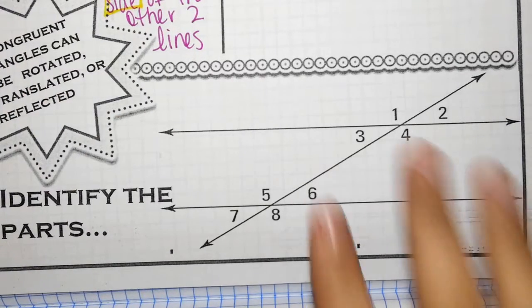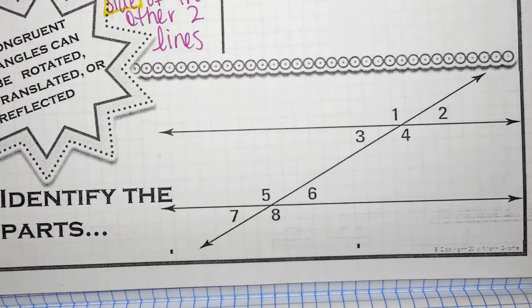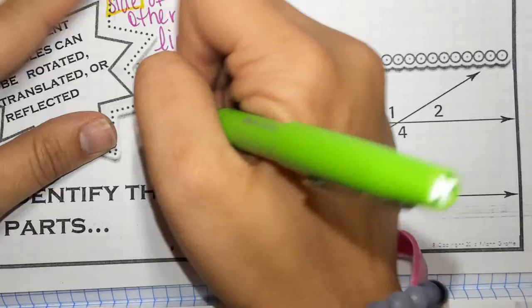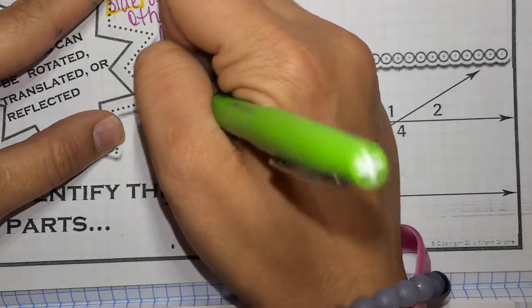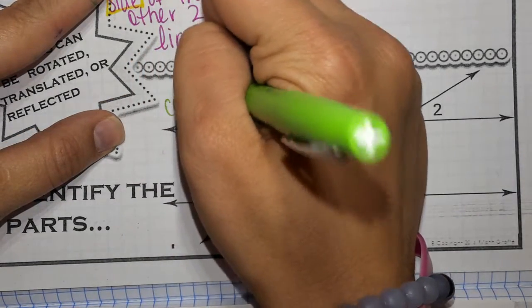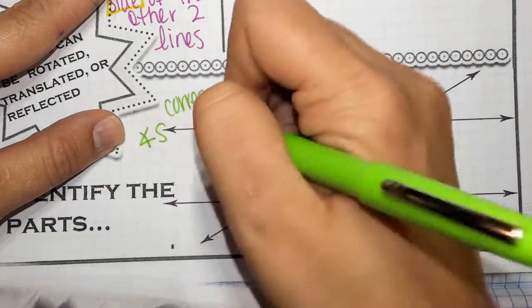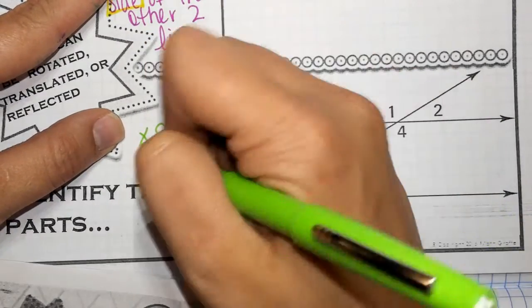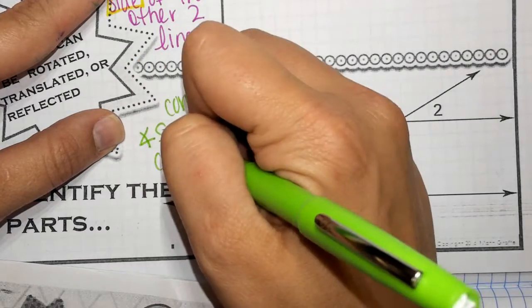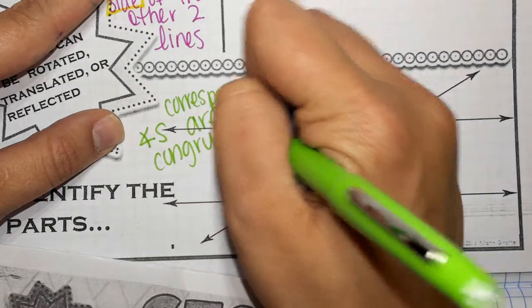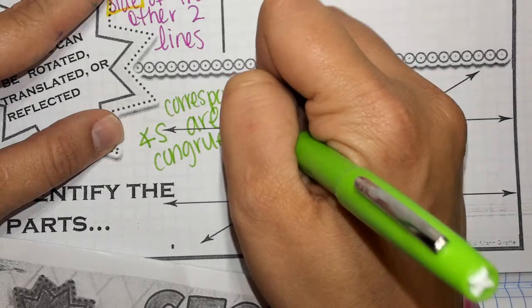Now, what do you think those two angles have in common? They're the same degree. They are the same measure. So let's write that. Corresponding angles are congruent. And that is very, very important.